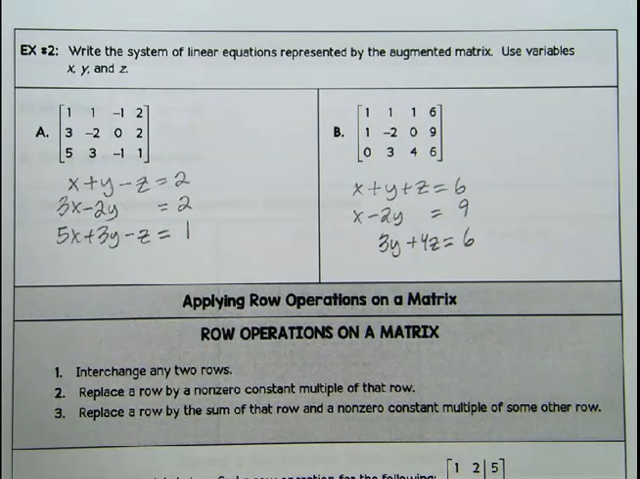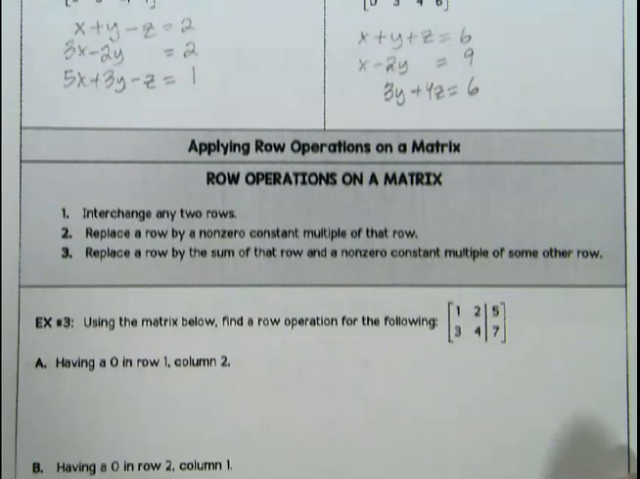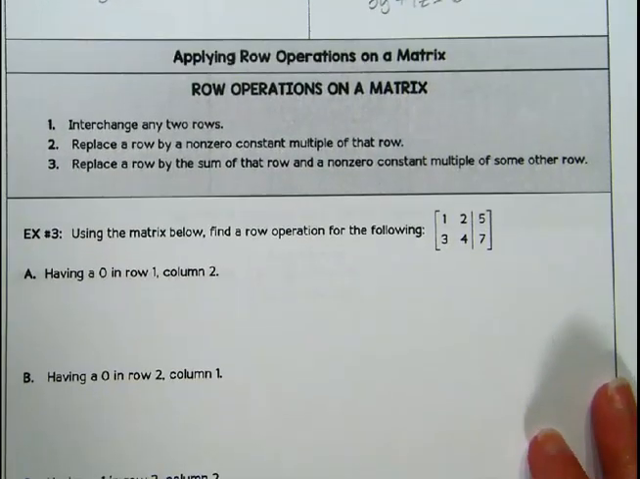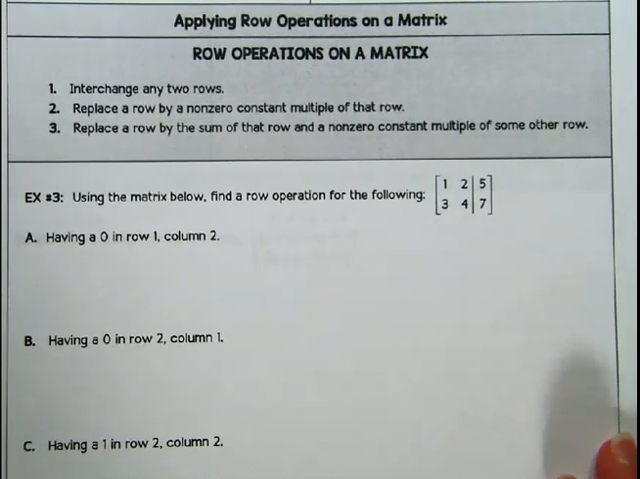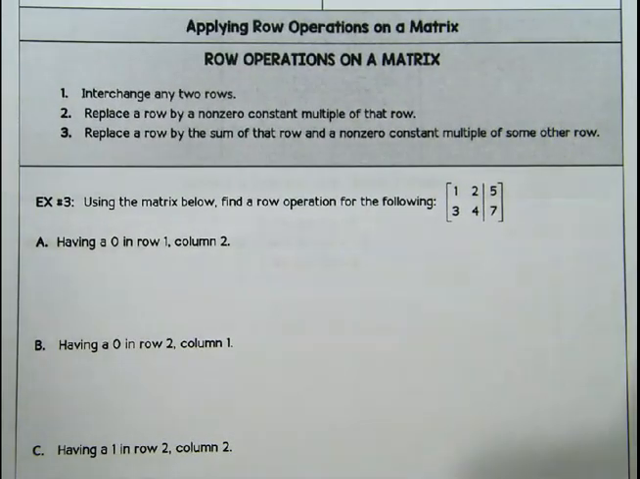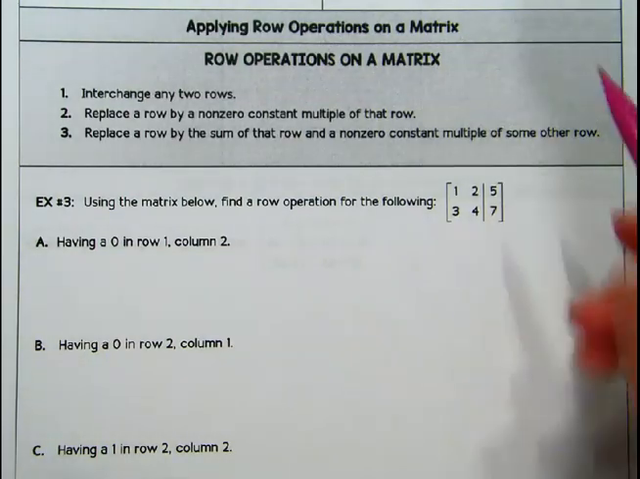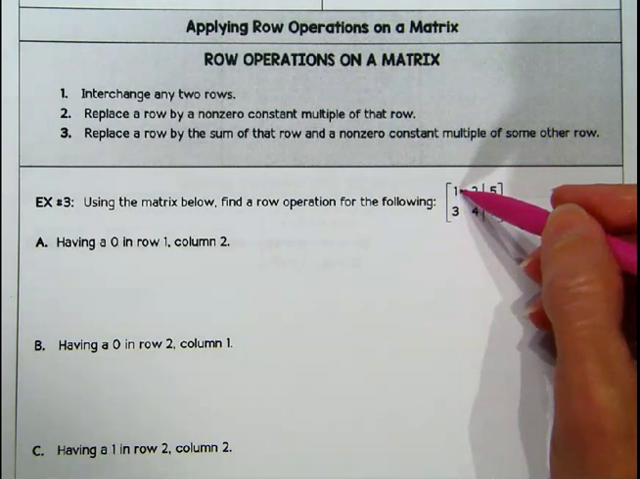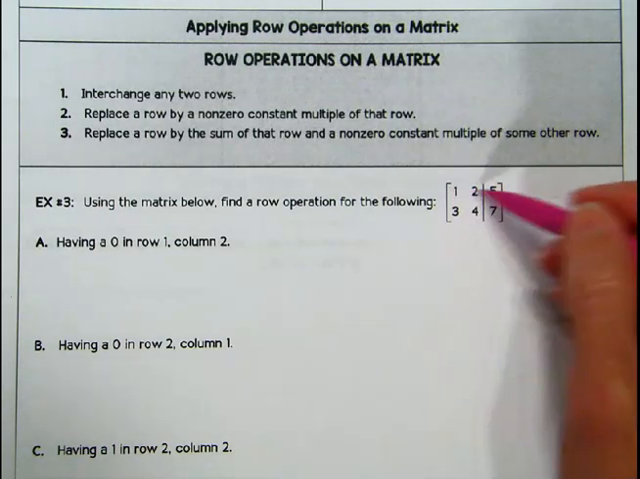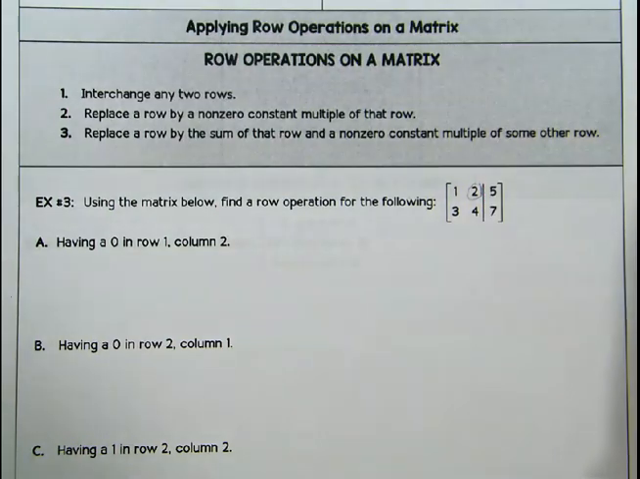Now as far as applying row operations on a matrix, you can do lots of different things. Basically the same thing we did when we do elimination when we're solving them, just so you're not writing the x's and the y's. But on example 3, using the matrix below, find a row operation for the following. A, having a 0 in row 1, column 2. So row 1, these are columns up and down, rows are this way. So row 1, column 2. So I want a 0 right there, is what they're asking us. So what can I do to get a 0 right there?